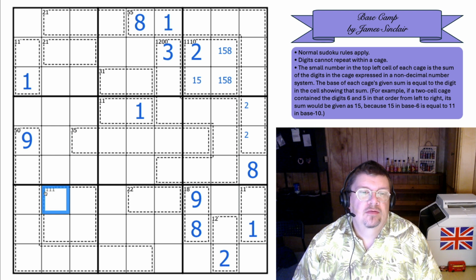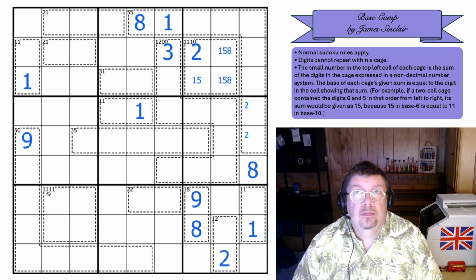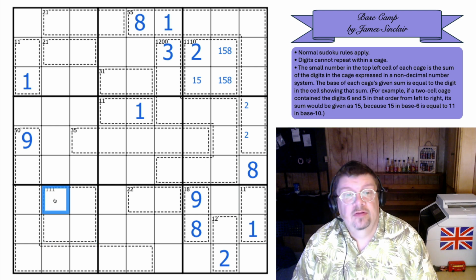We know it can't be a 4 because that would be a 64s. So if this were 3s, that would be 27 plus 9 would be 36, which is already too much because the largest that we can get into 4 cells is 30, which would be 9876. So this is, again, it's binary, so that is 2.